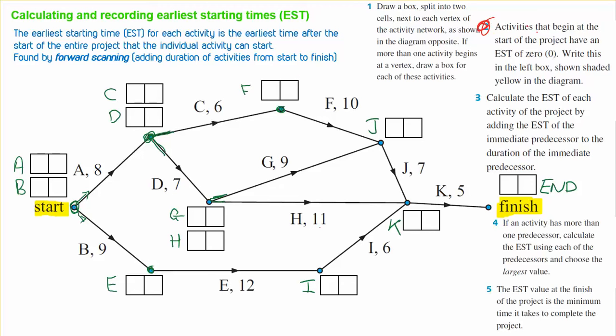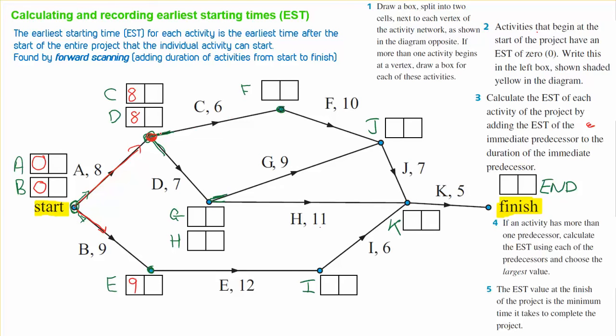Number 2 here says that activities that begin at the start of the project have an earliest starting time of 0. So we put 0 straight into the first 2 boxes as the earliest starting time. From here, we've got to follow the network. And we calculate the earliest starting time by working out the immediate predecessor and the duration of each of them. So when we get to this vertex here, we've been down at A, which has a duration of 8. So we write down 8 in both of these boxes. If we were to go down B, well, that would have taken us 9. Now, if we call this 9 days, for example, to complete that task.